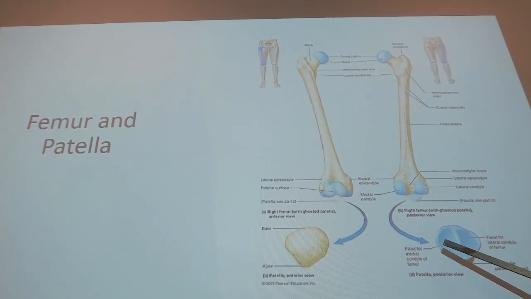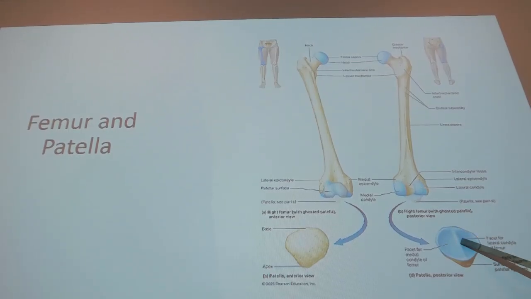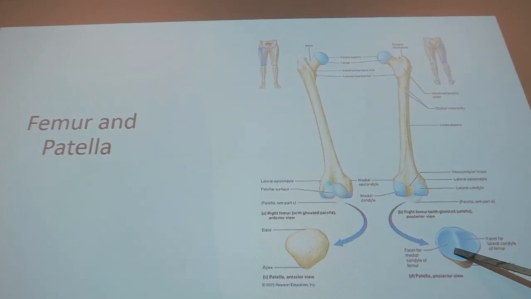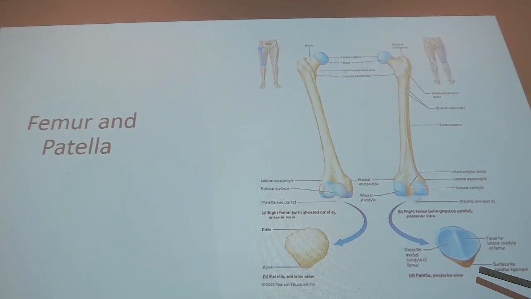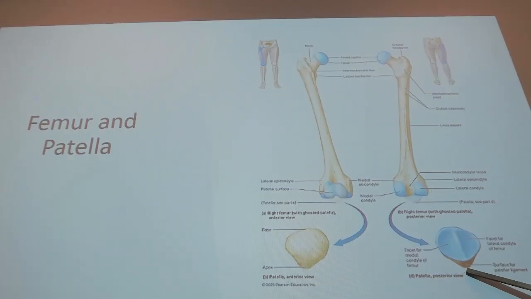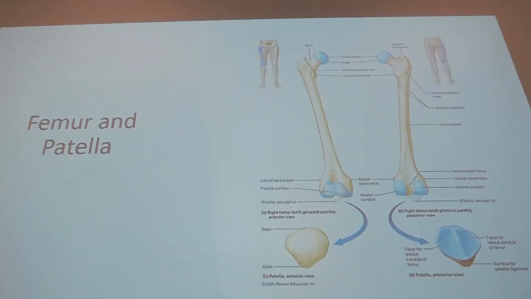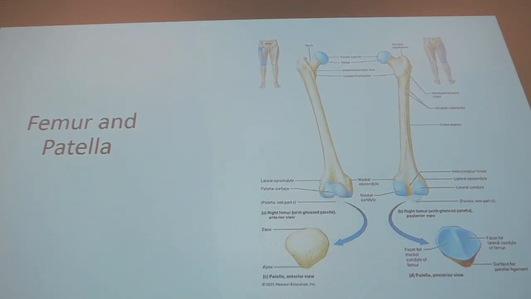And then posteriorly, in the patella, you can see two facets divided by this line. So this is the facet for the medial condyle of the femur, facet for the lateral condyle of the femur, and then in the apex posteriorly, you can see the surface for the patellar ligament that you can feel just below your patella. Questions about the femur?